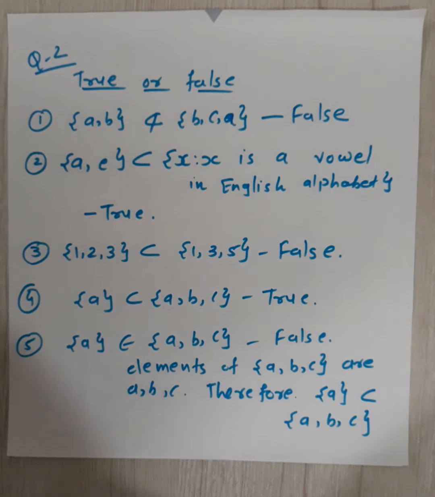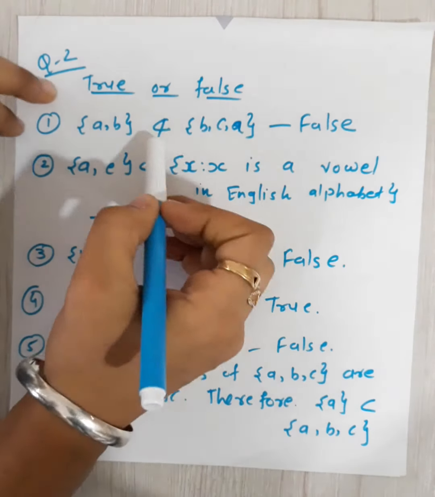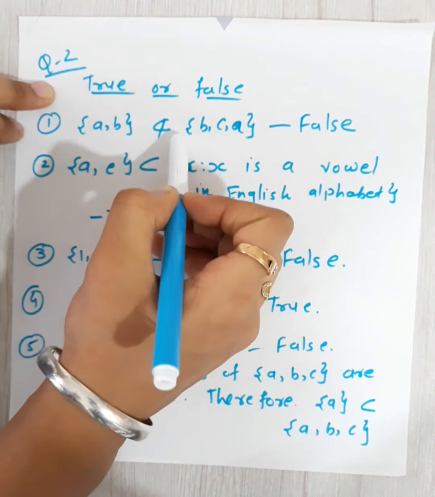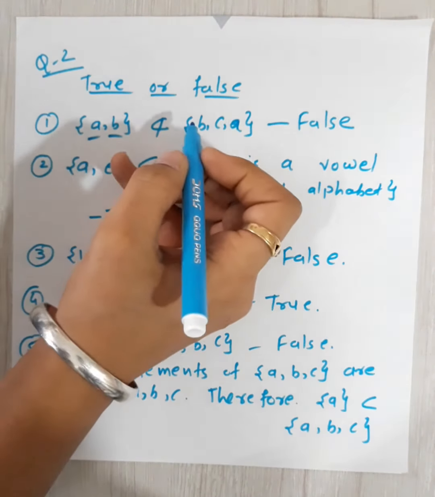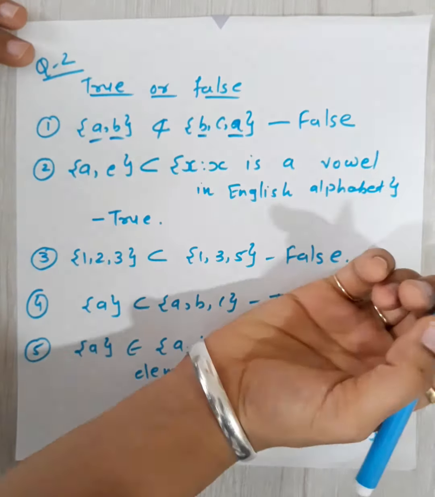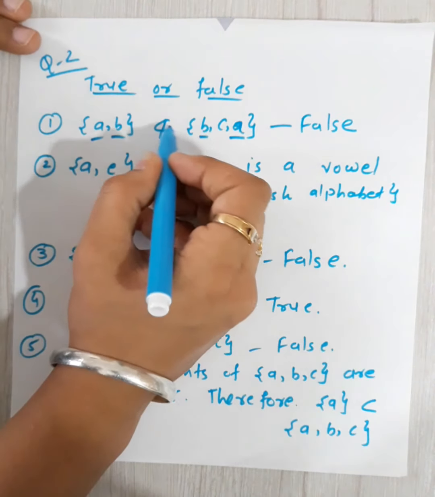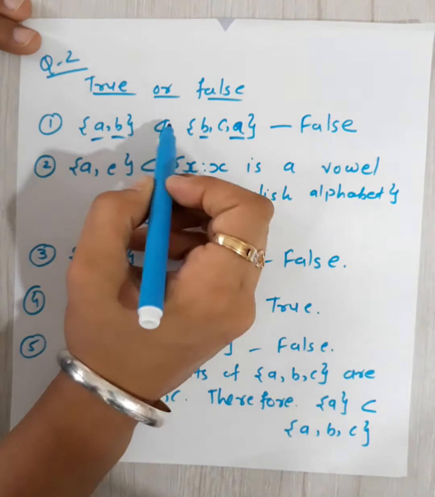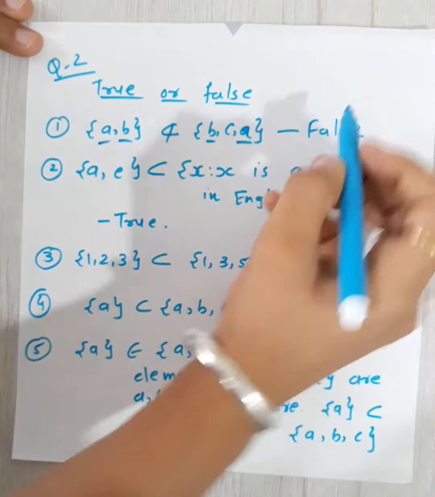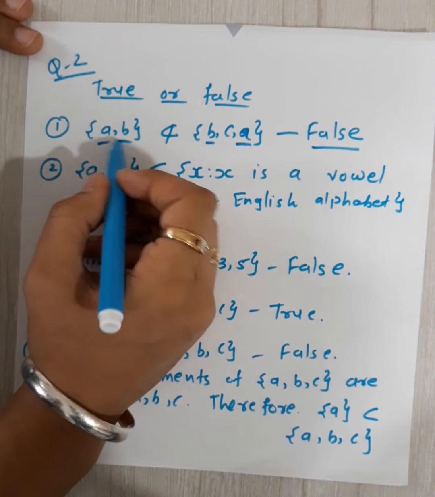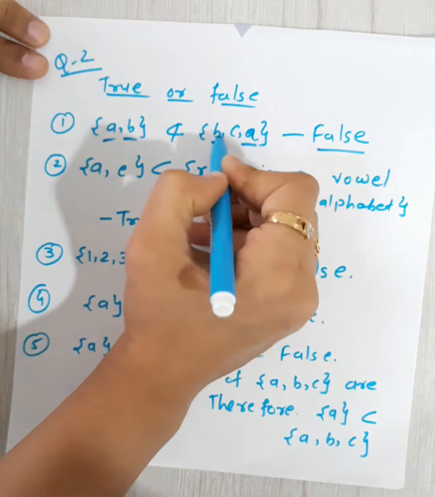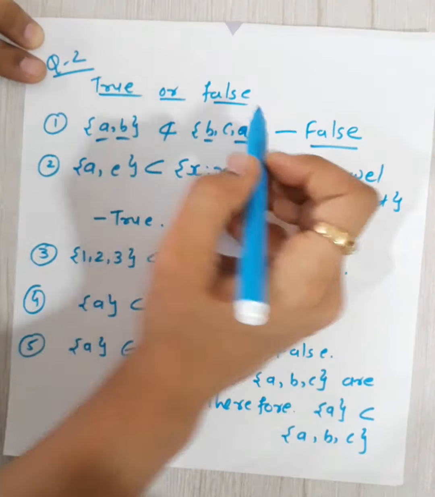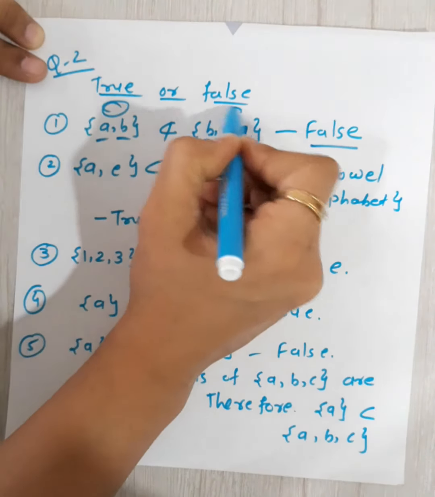Now you have to tell true or false. Okay. AB is not a subset of BCA. It's false because AB is a subset of BCA. AB, what is your statement? AB is not a subset of BCA, but it is false. Why? Because AB is a subset of BCA. Because AB is there, order doesn't matter, but AB is there. All the elements of your first set are present in the second.